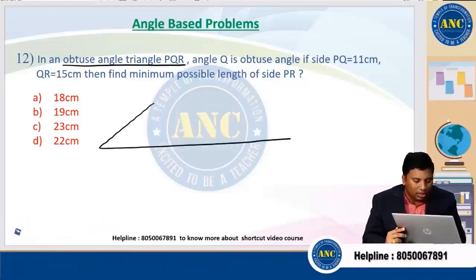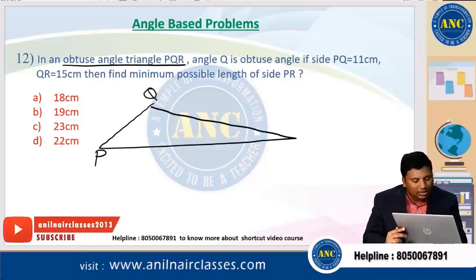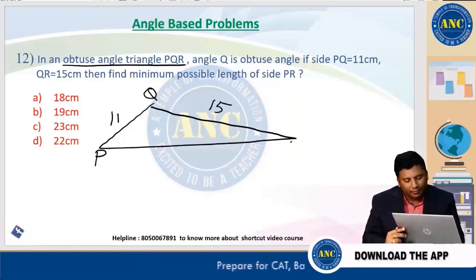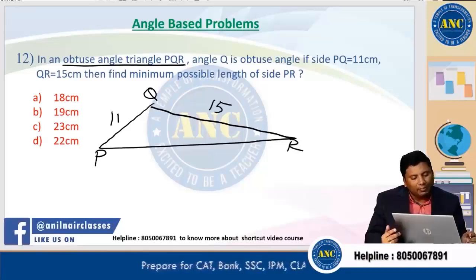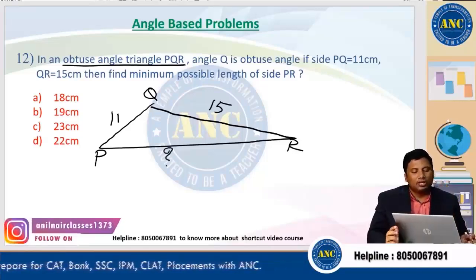Angle Q is obtuse. PQ is 11. QR is 15. Find the minimum possible length of side PR. This is the question.